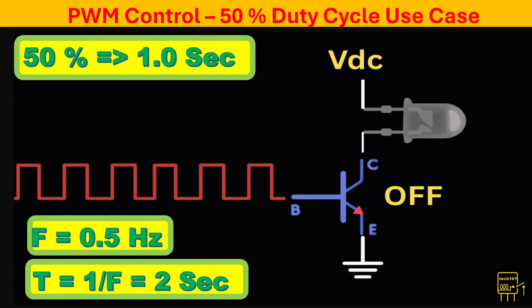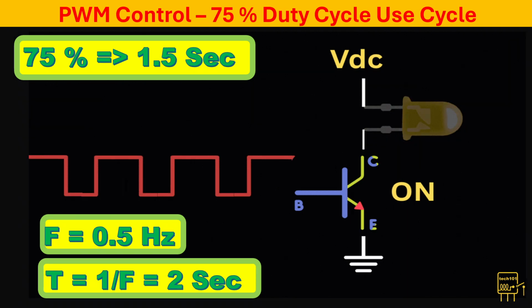I have simulated a 50% duty cycle driving an LED. One end of the LED is connected to the collector of an NPN transistor and the other is tied to DC voltage. The transistor base is driven by the input digital waveform. For clarity, the bias resistors have been omitted from the diagram. The cycle time of the waveform is 2 seconds. The frequency is 0.5 Hz. The LED is on for 1 second and off for 1 second. Hence, the duty cycle is 50%.